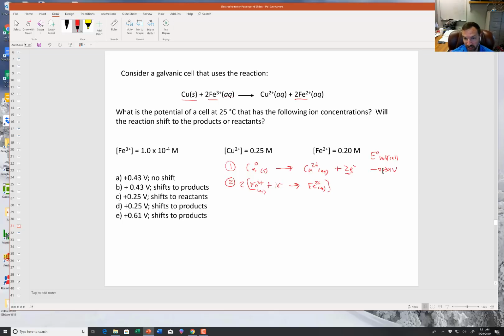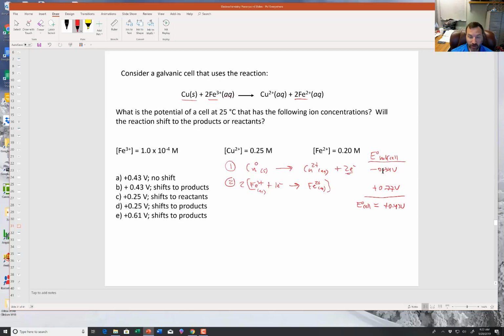But of course, remember, when we multiply the reaction by some coefficient, we don't change the cell potential. Remember, the cell potential is a property that's just a potential energy difference. It's not dependent upon how many moles of that reaction we do. So if you look on our standard reduction potential table, the iron 3 to iron 2 reduction is positive 0.77 volts. So if we add these together, the E cell for this reaction is positive 0.43 volts. So that's our standard cell potential for this reaction.